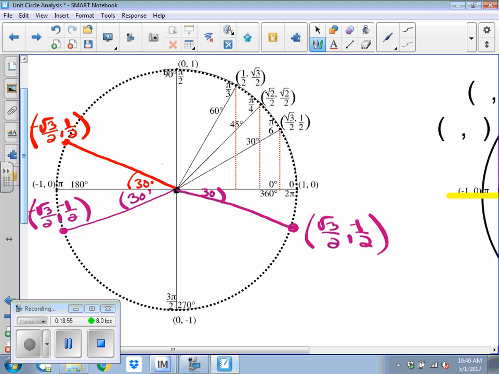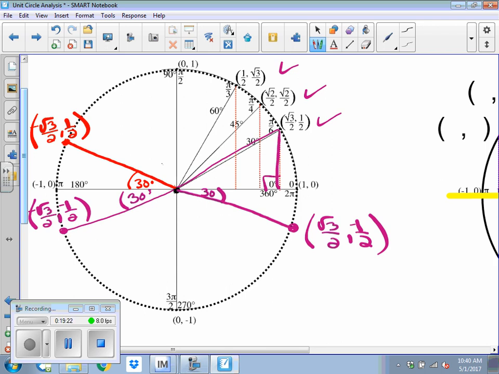Everybody understand? So, we developed how to get all of these values using this right triangle, and then using the right triangle for the 45 and the right triangle for the 60. And we found that x is always cosine of that angle. Cosine of whatever that angle equals your x value. Sine of whatever that angle is equals your y value.